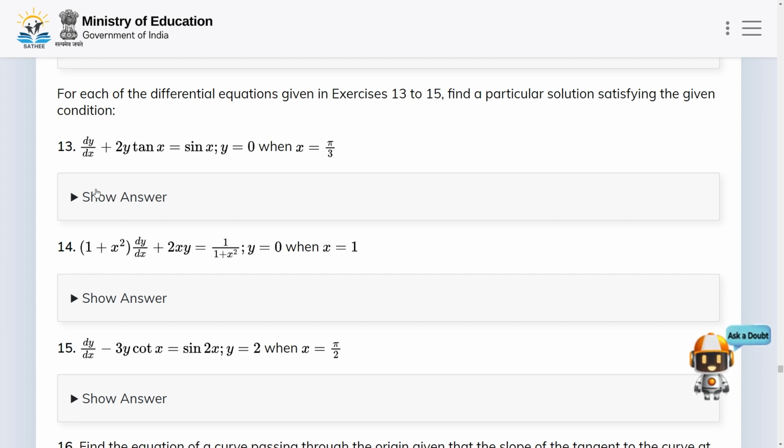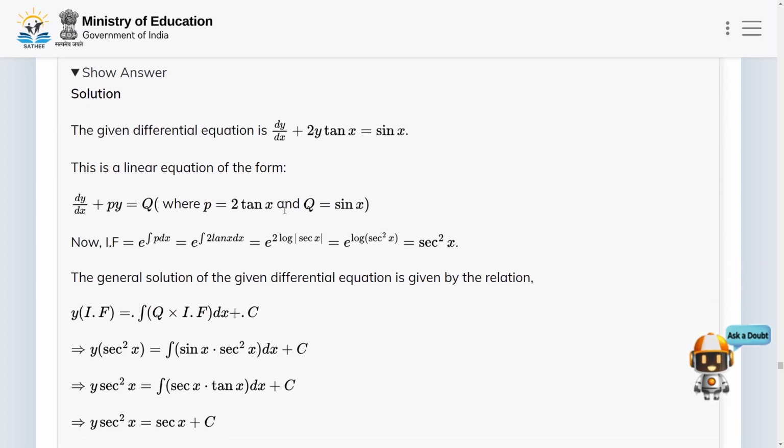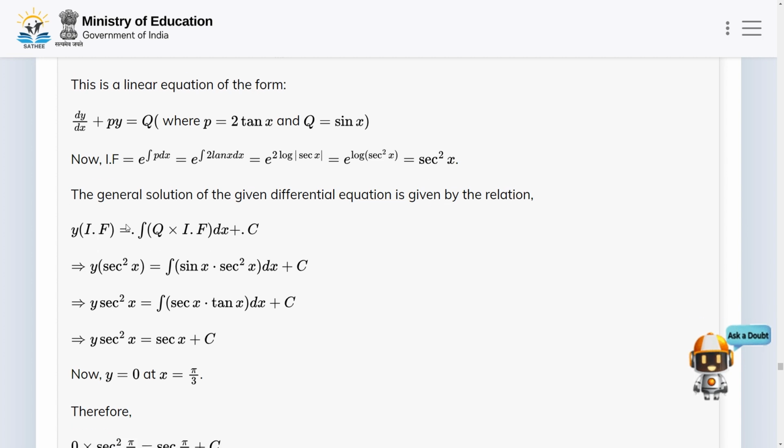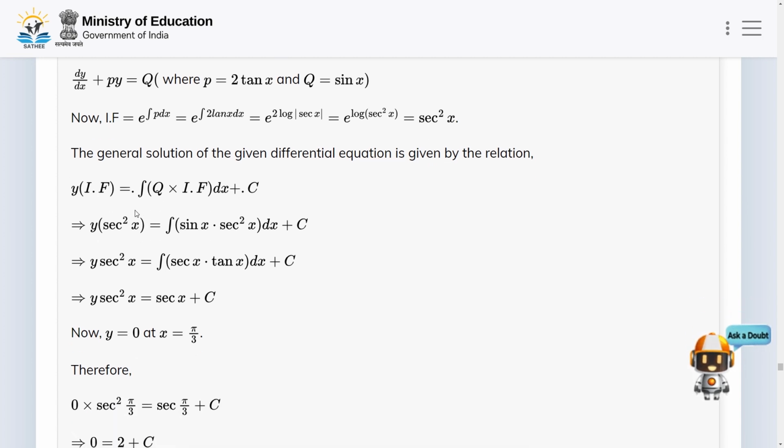Okay, so let's just see quickly. So reduce in standard form, it is already reduced. So you will have p as 2 tan x and q as sin x. So p as 2 tan x and q as sin x. Integrating factor will be sec square x. Now use this form to get your general form.